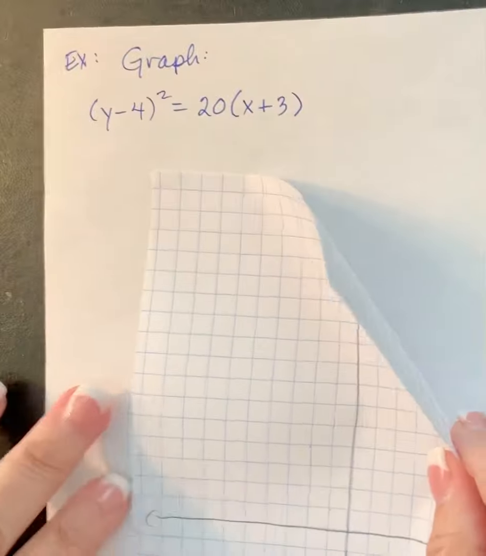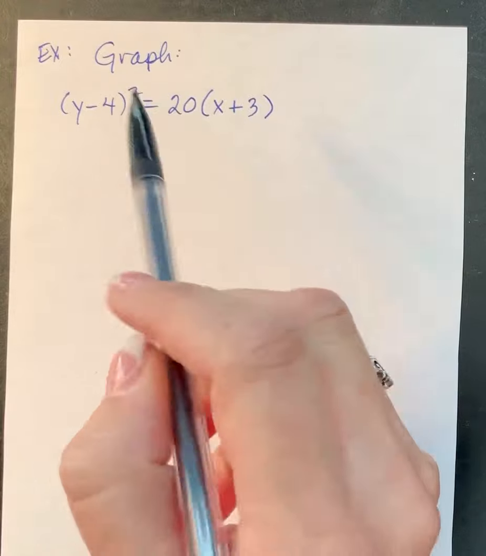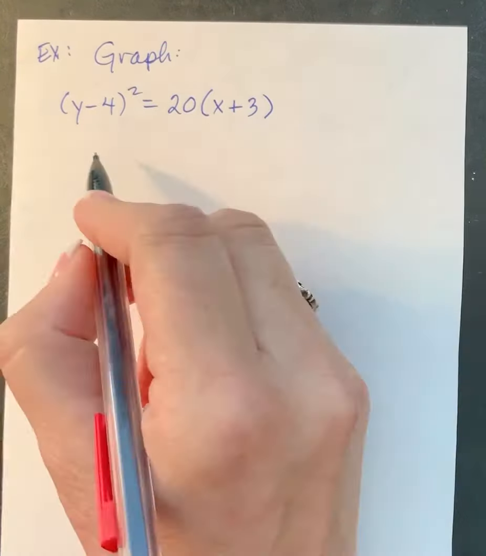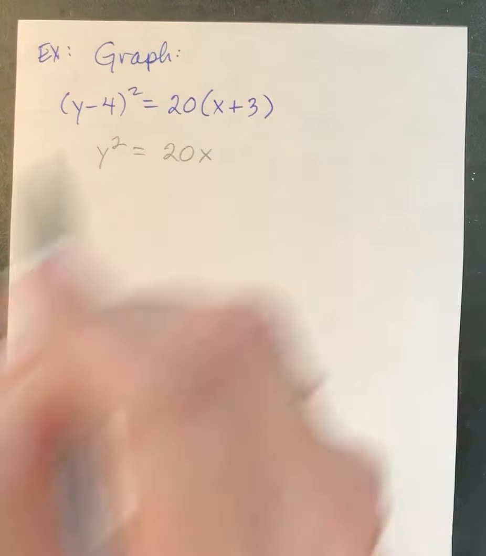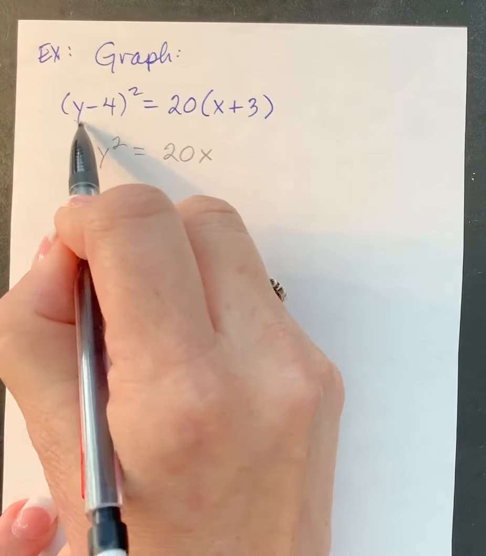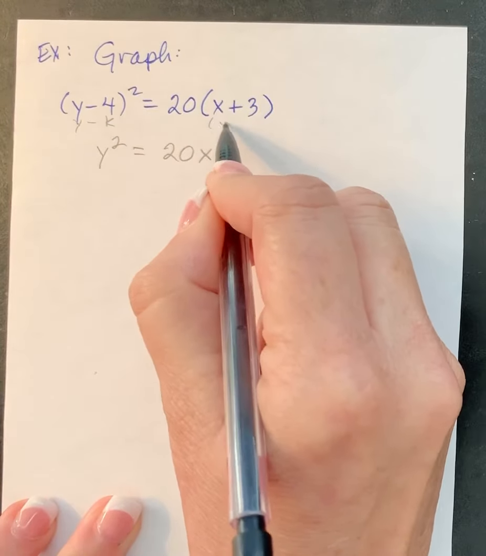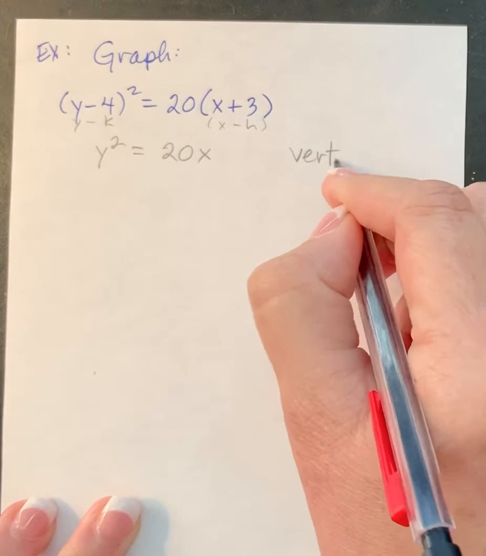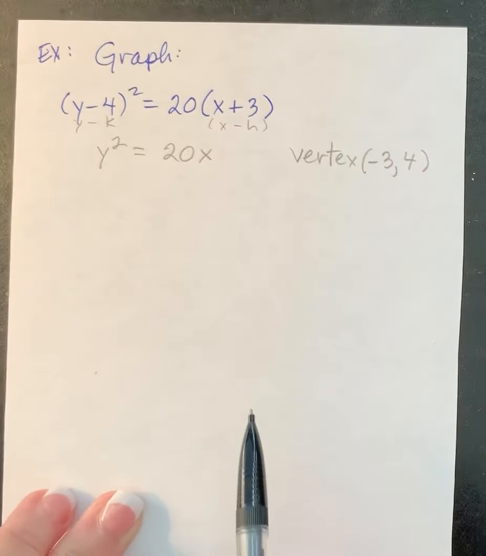All right, so let's say we're supposed to graph this equation here. y minus 4 quantity squared is equal to 20 times the quantity x plus 3. So this is basically y squared equals 20x. It just has a different vertex, okay? So in this one, this is y minus k, k is 4, and then here's your x minus h, h is negative 3. So we have a vertex of negative 3, 4.